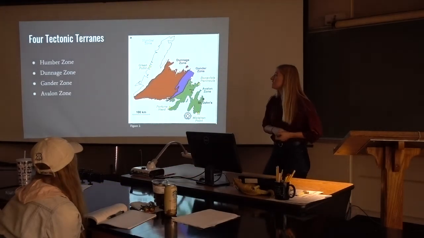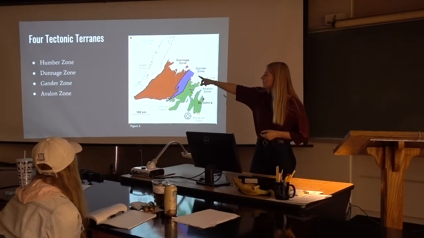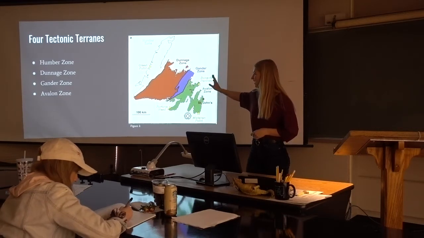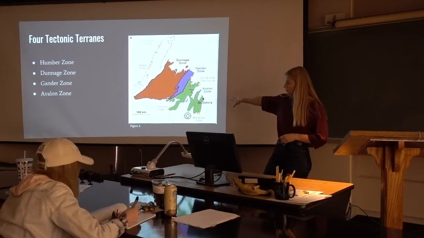So Newfoundland can be split up into 4 tectonic terranes: the Humber zone in white, the Dunnage zone in the middle, which is the one I'm going to be talking about, the Gander zone, which is the smallest, and the Avalon zone over here.